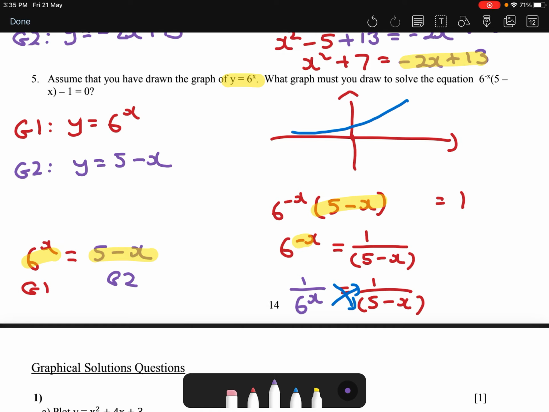So it's a negative gradient, a downward sloping graph. Right, so this is how you do your graphical solution. Okay, so normally when you are solving this kind of equation using the graphical method, they will need you to manipulate your equation such that you can get your own graph number 2.